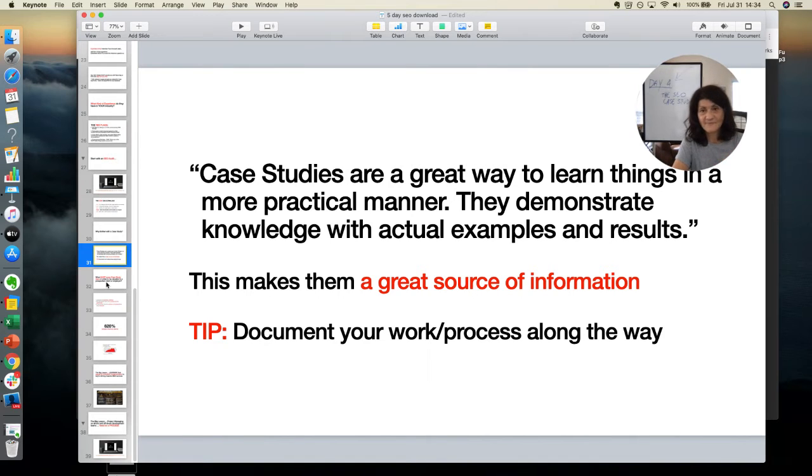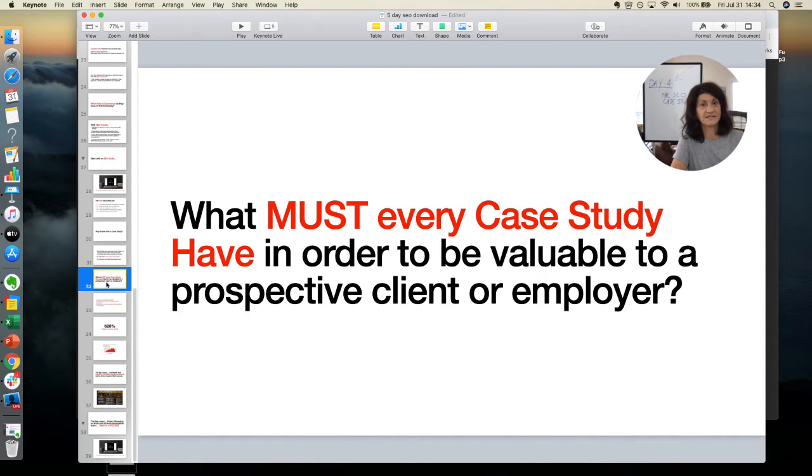So that's how you can make sure that you're keeping consistent with creating regular and ongoing case studies. Every case study should have something really valuable. There are certain components a case study should have.